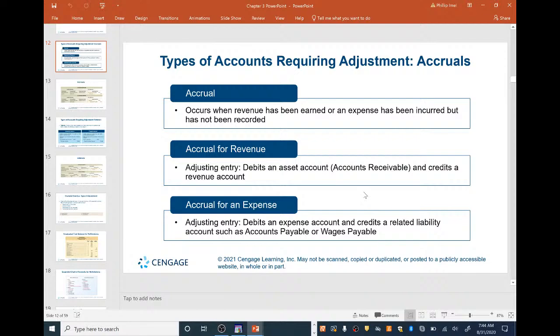What about the adjusting entry for the accrual for an expense? Sorry, the first one was revenue. That's an expense, so this is dealing with an expense. The adjusting entry for an expense would be debit an expense account and credit a related liability such as accounts payable or wages payable. So once again, let's assume that we're a company.